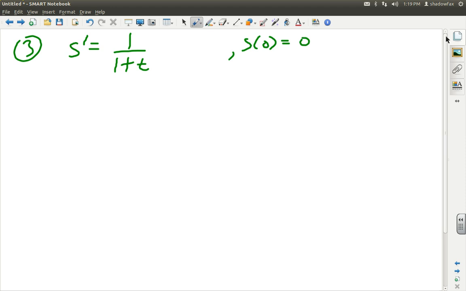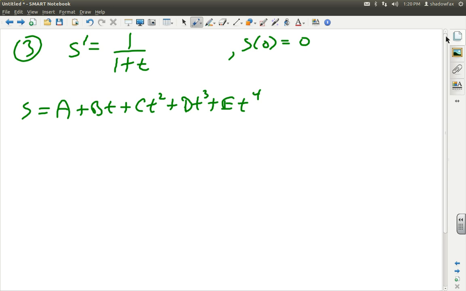Okay. So let's start like we did before. Let's see, S is a Maclaurin series of some sort. We just got to figure out the coefficients A, B, C, D, E, and F. So A plus Bt, plus Ct squared, plus Dt cubed, plus Et to the 4th, plus Ft to the 5th, plus. We might need more terms sometimes. Get a pattern?